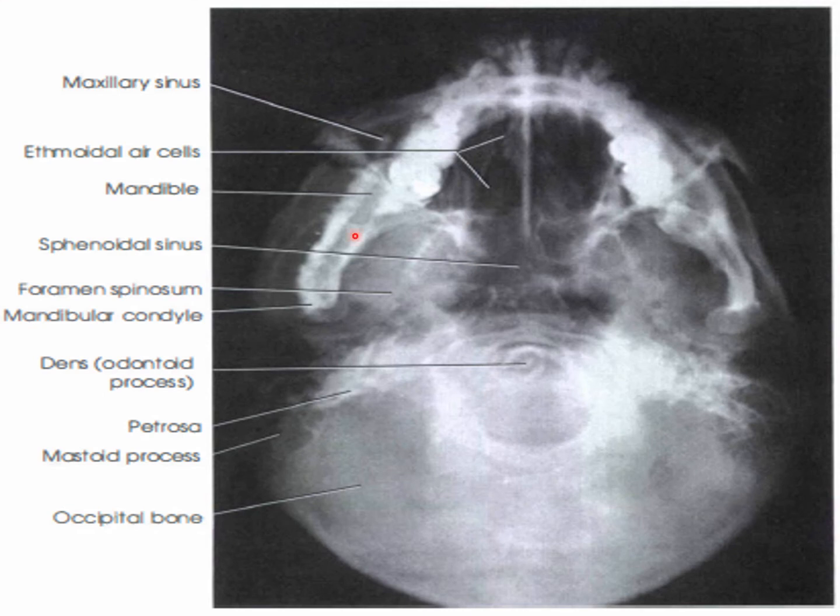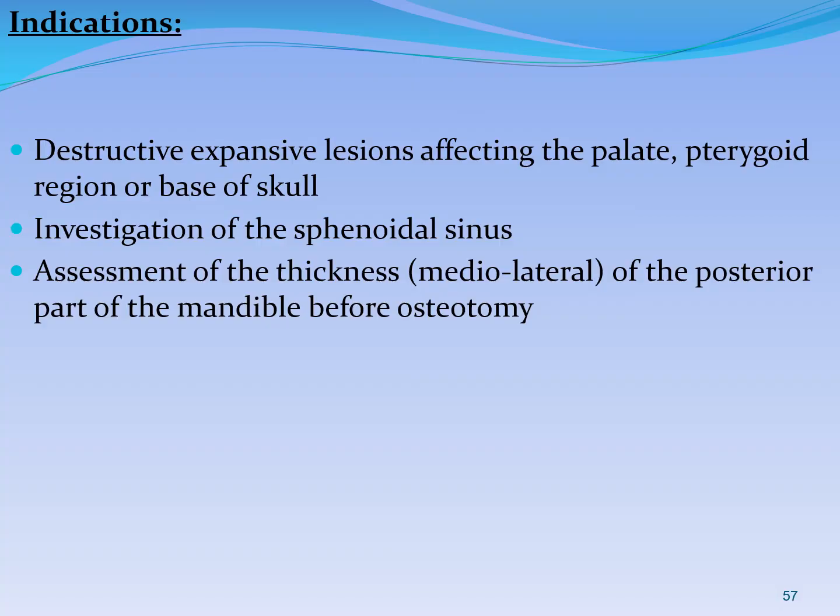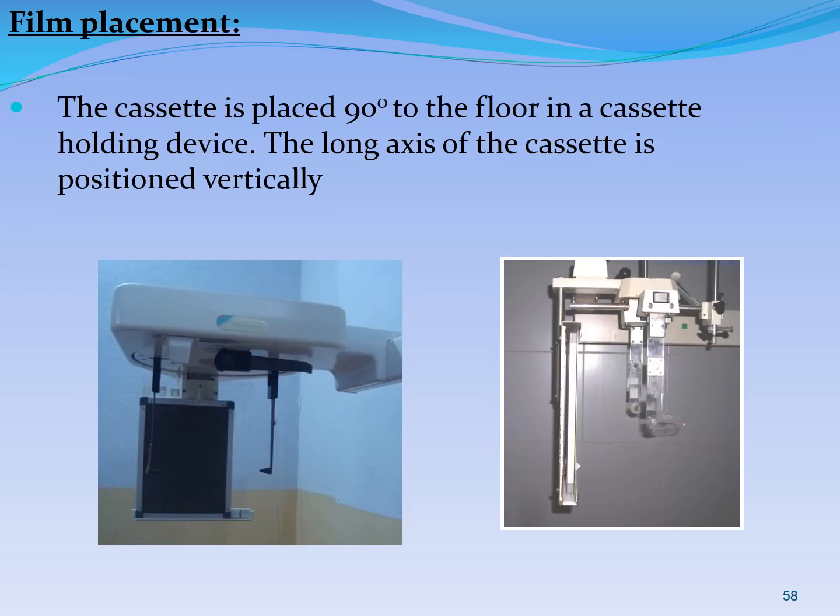This is how a standard SMV appears to us. So you can see the mandible, you can see the palatal surface, cranium, zygomatic arches. Indications for this projection are any destructive extensive lesions affecting the palate, pterygoid region or base of the skull, investigation of the sphenoidal sinuses, and assessment of the mediolateral extension of any lesion if it is there in the posterior part of the mandible.